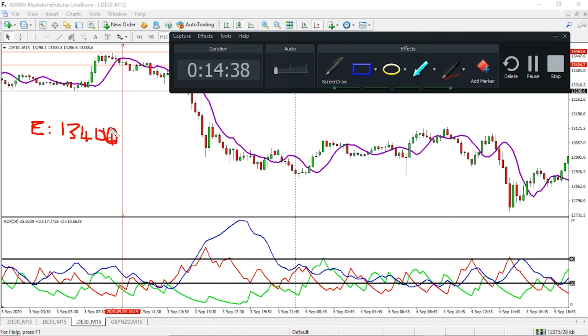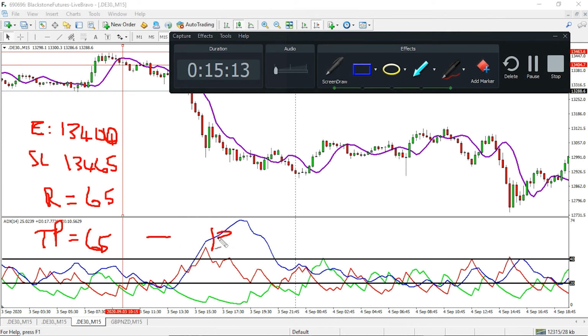Let's call it 134, the figure, just for ease of mathematics, and then we'll have a stop loss of 134.65. Okay, so the difference there is 65, and that would be our R number. Remember, we are looking for a 1R trade on this. So our take profit would be 65 points, which means our entry for our take profit is 133.35.